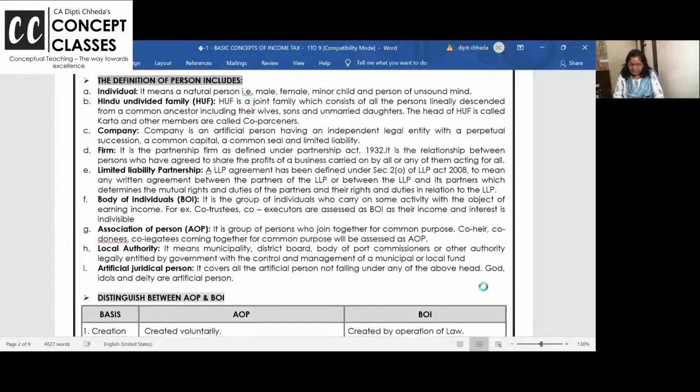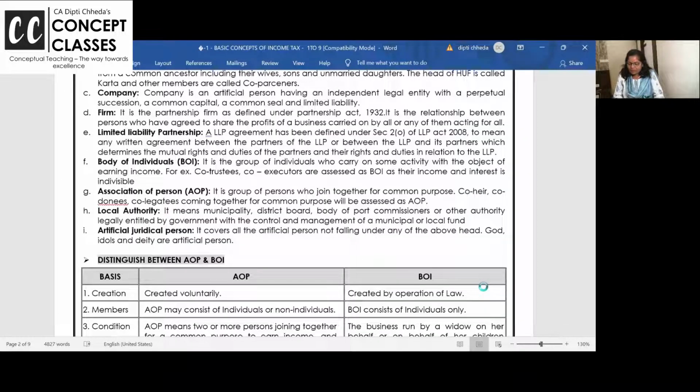I hope that's clear. Then local authority: the municipality, district board, port commissioners, port authorities, all of the local authorities, should they pay tax? Yes. Artificial judicial person, not falling under any of the above, like God, idols, deities, they all should pay tax. Isn't it beautiful how wide it is?